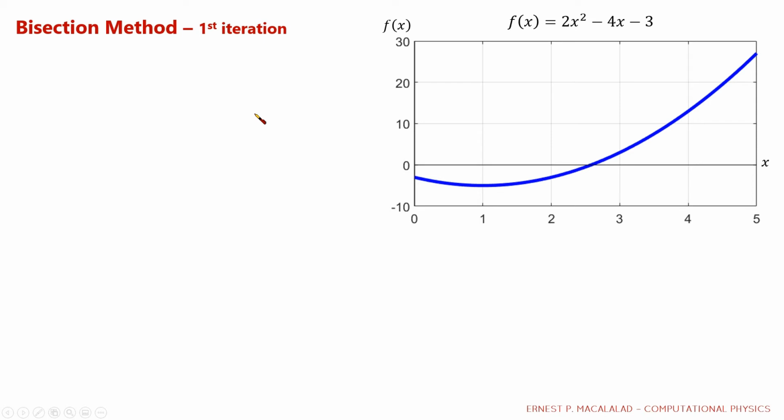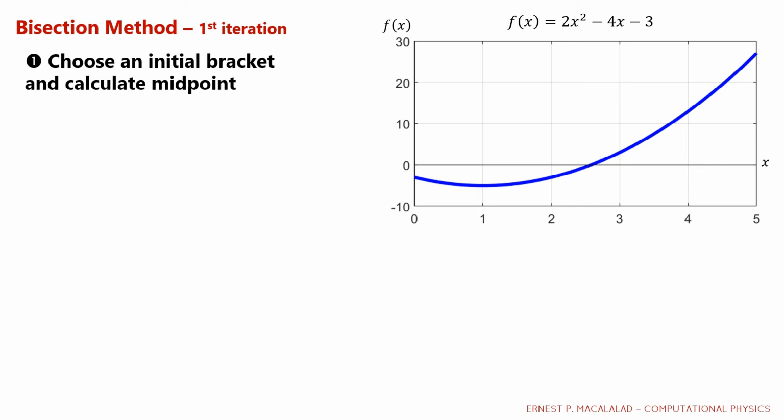Here I'm going to present to you some basic steps on determining the root of the method. Now, first step is choose an initial bracket and calculate the midpoint. So what do we mean by this? For example, I'm going to choose these two values XL and XU, and this defines our bracket. XL pertains to the lower end of the bracket, and XU refers to the upper value of the bracket.